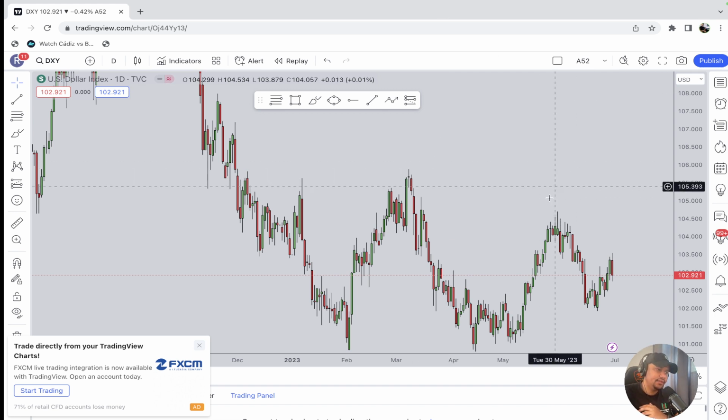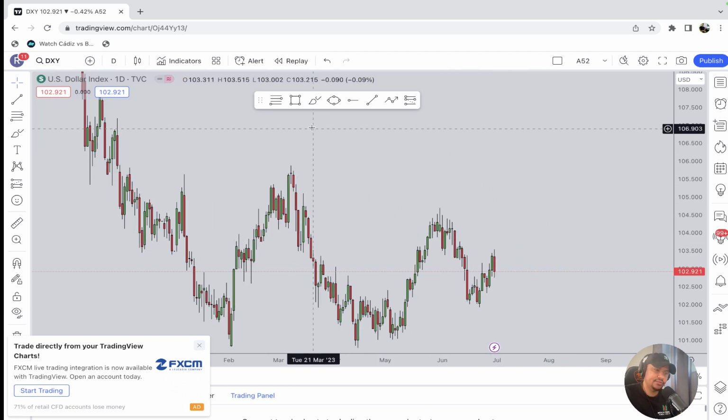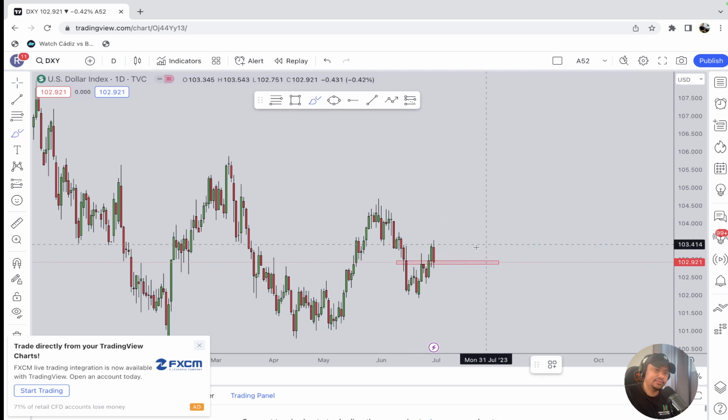Now, we're going to take a look at the market, obviously from a technical perspective. It's very important to keep in mind that the NFP is probably one of the most important news factors to look out for. So what we can see basically here on the dollar index is the market is sitting at a very important structural level.